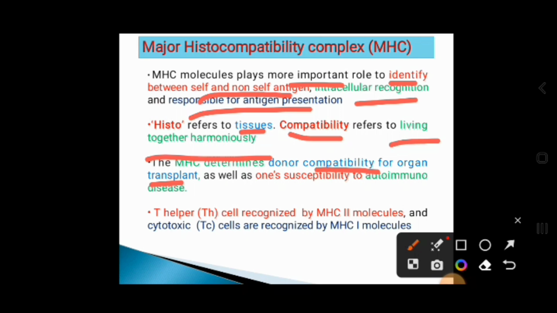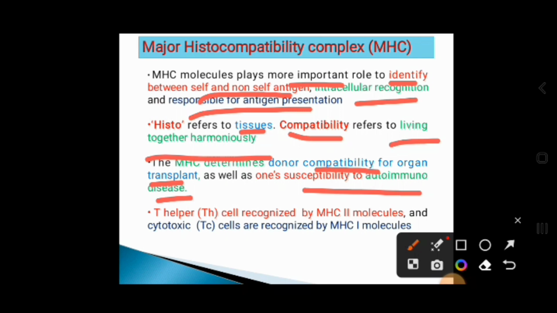MHC also determines the donor compatibility for organ transplant. We have already discussed that when a tissue or graft is transplanted from the donor to the recipient, there is a tendency toward rejection, because MHC molecules can recognize this donor tissue as non-self. MHC also determines one's susceptibility to autoimmune diseases.